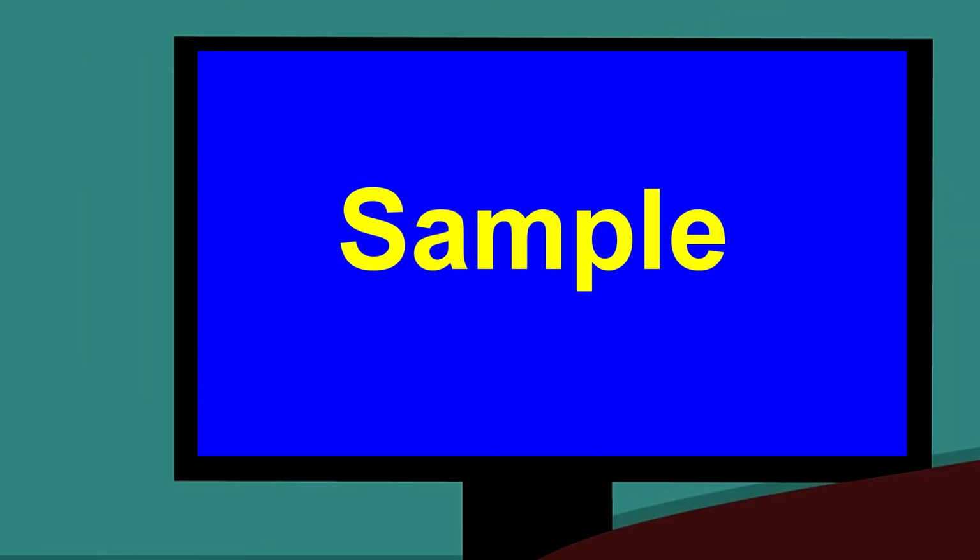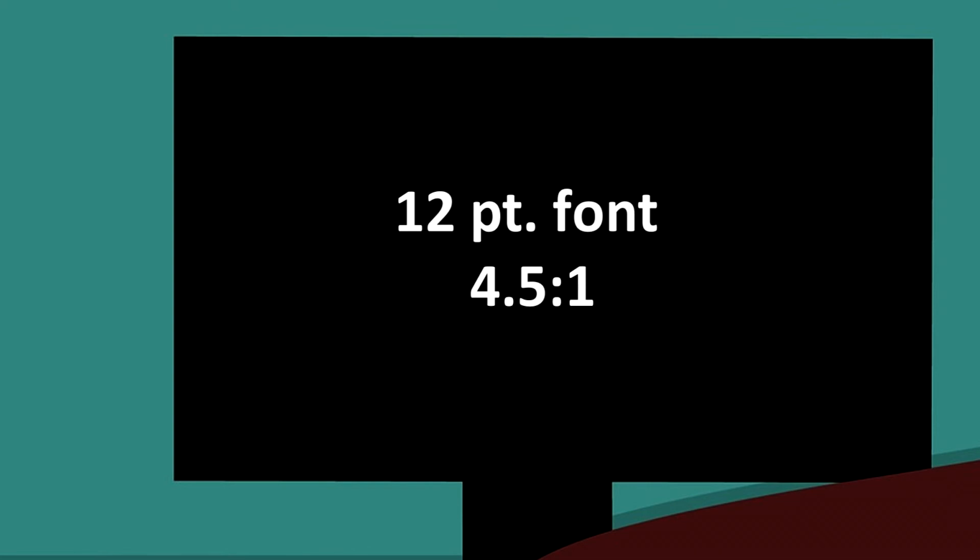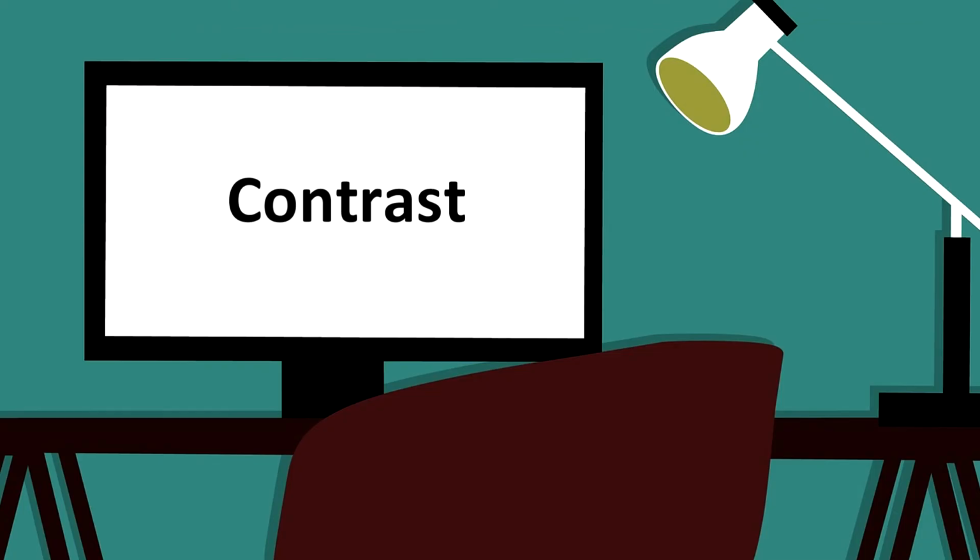Contrast. Contrast is the difference between the value of the foreground color, which is usually your font color, and the background color of the screen. The required contrast ratio for a 12-point font is 4.5 to 1. When your contrast is sufficient, learners can read it with ease. You cannot go wrong with black font and a white background.